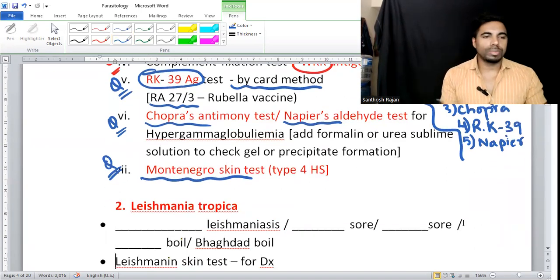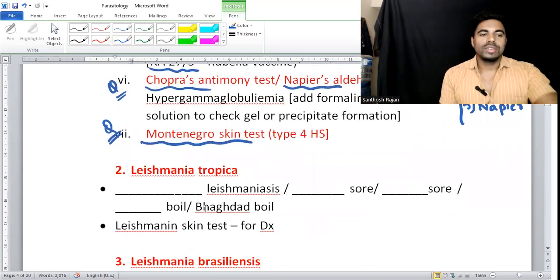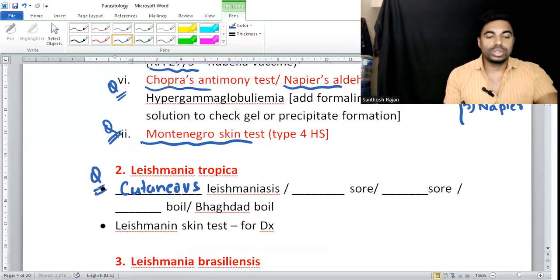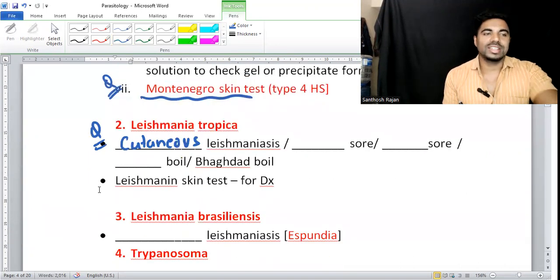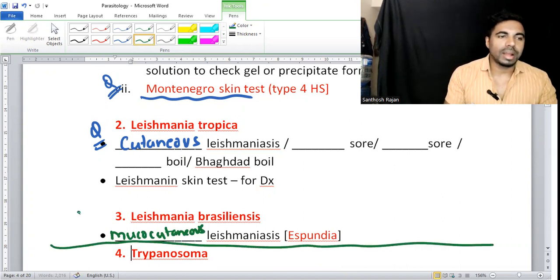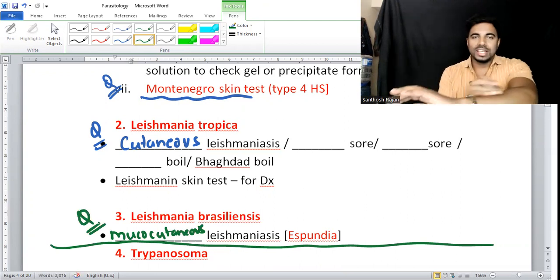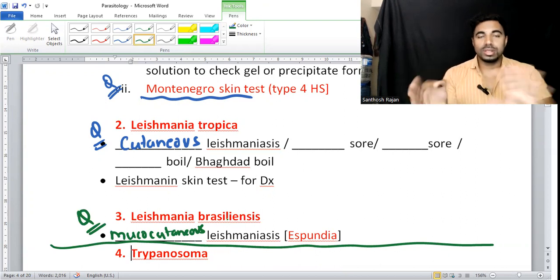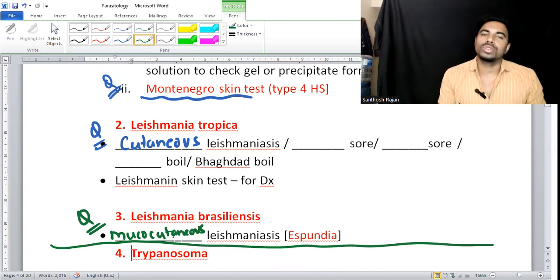Leishmania tropica causes a very interesting disease. Tropica causes just the cutaneous form, not mucocutaneous. This question was asked many times. It causes only cutaneous because we have Leishmania brasiliensis that causes mucocutaneous. Both are important questions, please remember, I'm comparing both. Tropica means tropical skin, so only skin, cutaneous leishmaniasis. But with Leishmania brasiliensis, Brazilians are a little different, so mucocutaneous, they have mucus and cutaneous infection.